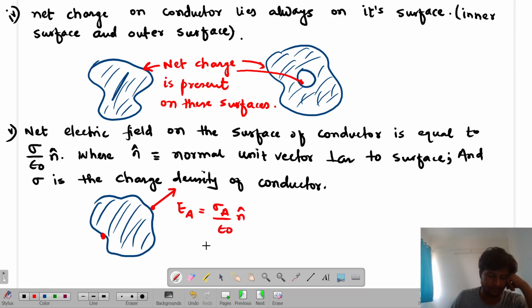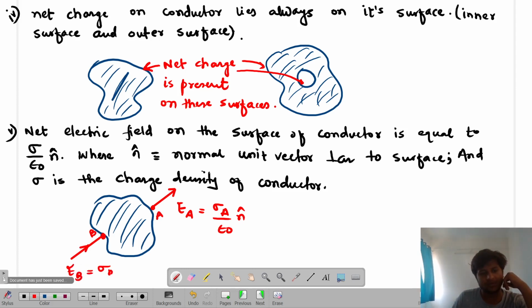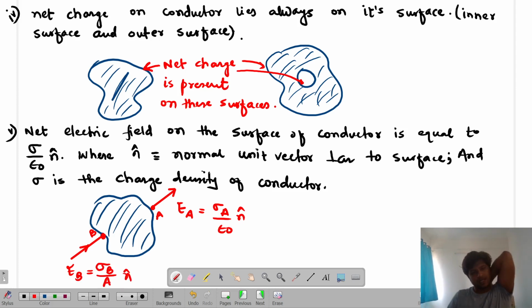Are you able to get me? If it is here outside, then on the other side it should be negative, if it is a neutral body, isn't it? So we can also assume that here it is going inside, here it is point A, here it is point B. So here the electric field at B will be sigma B by epsilon naught into n cap. So for any point of the conductor, the electric field is always sigma by epsilon naught. But in which direction? Normal direction. Is that clear?